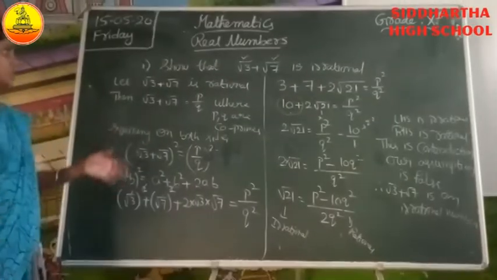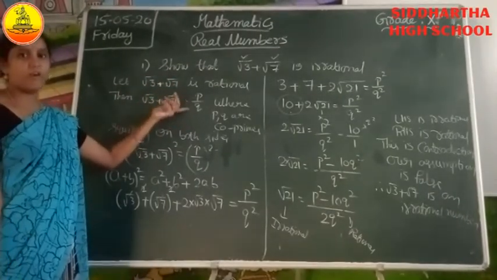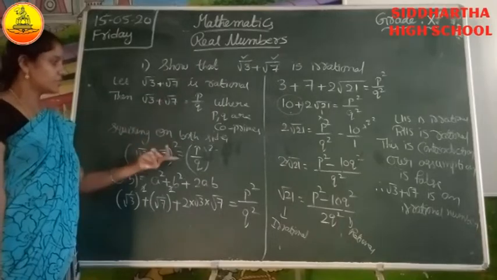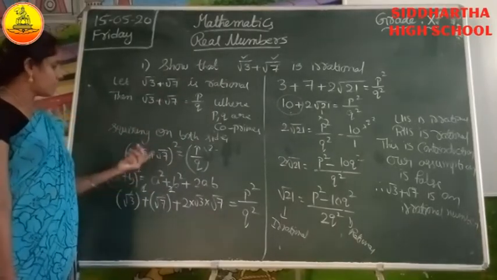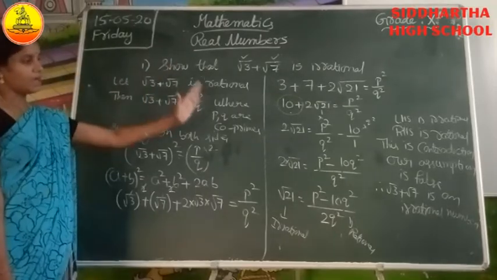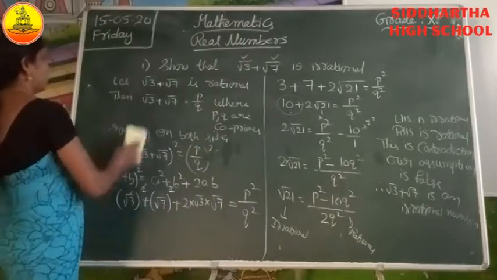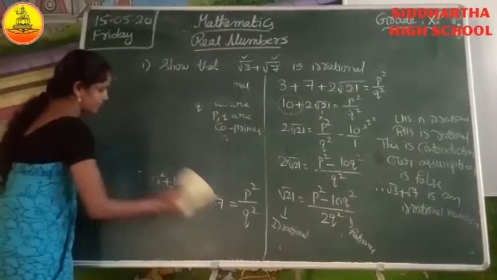First of all, you have to assume that it is a rational number. If it is a rational number, it is in the form of p by q. Then you do squaring on both sides. Apply the formula a plus b whole square. Transpose the terms to that side. And at last, you have to do like this. Okay. Next, we will solve the same type of sum.